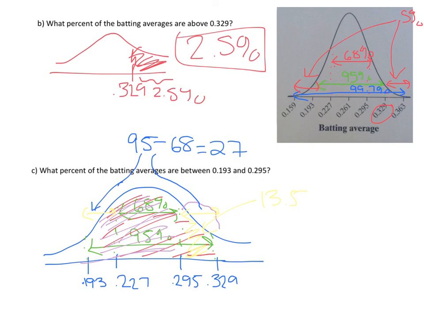In order to get the purple part, there's lots of colors here, so hopefully you're following. If you're not, you can just ask me in class. We are going to find out that purple area by doing 95 minus 13.5. And that is going to give us 81.5%. By the way, there's several ways that you can do this. You can also add 13.5 to 68. That'll get you the same answer. But there's a few different ways to do it.